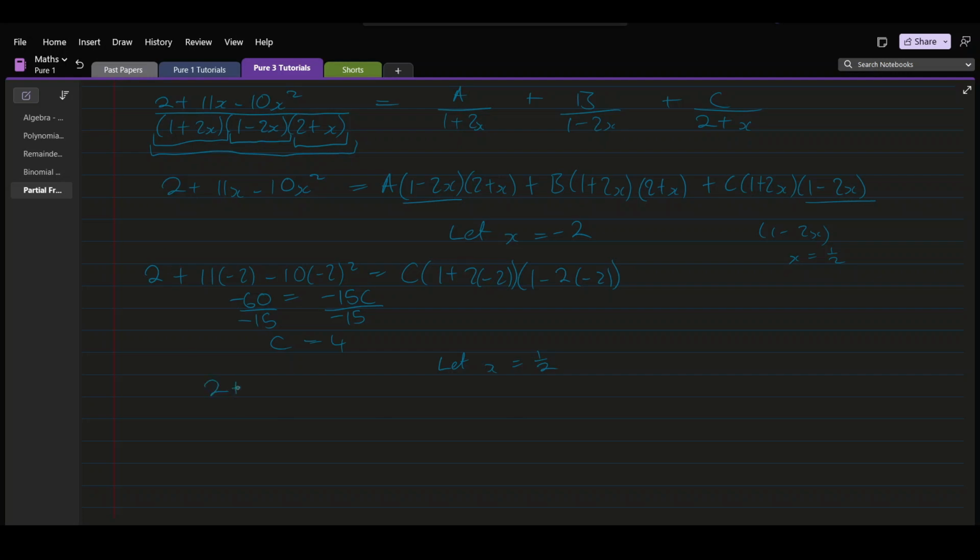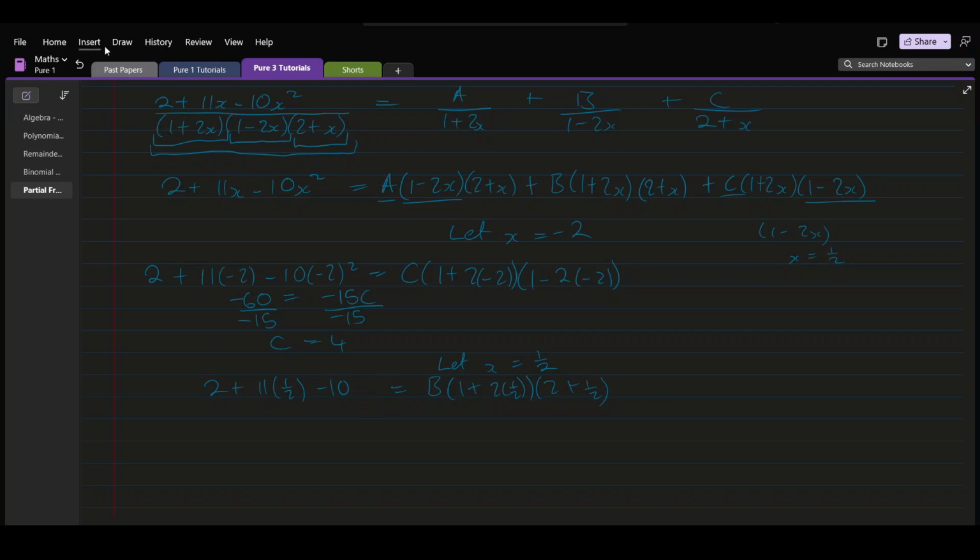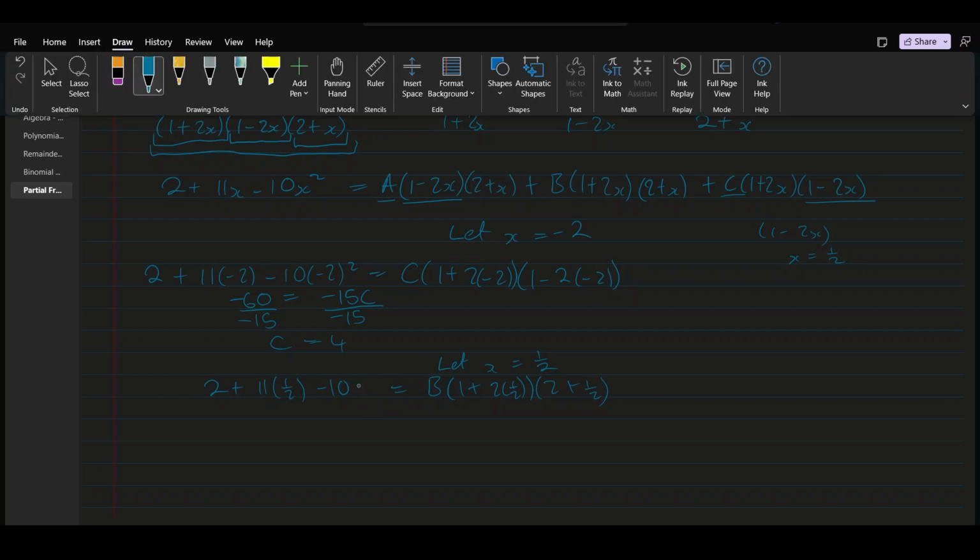That becomes 2 plus 11 times 1 over 2 minus 10x squared is equal to, we know that it will get rid of the bracket with a and the brackets with c, so we only remain with b. So b, that's 1 plus 2 times 1 over 2 times 2 plus half. Now, I should have substituted x there, so it should be times half squared.